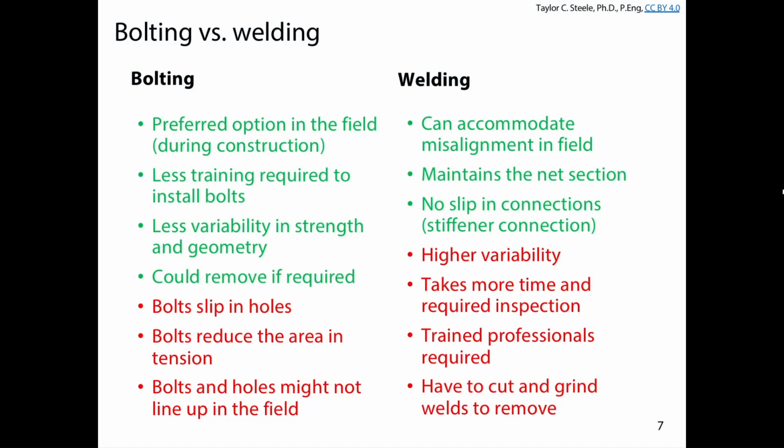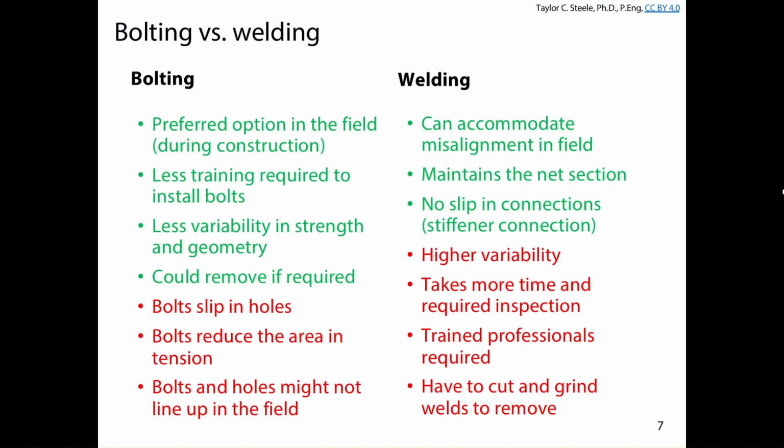You can make some pretty bad welds, especially when you're doing it in the field. So bolting requires less training to install. There's a lot less variability in strength. Welding is basically the installment of material that's controlled by an electric arc, and we'll talk about that in a bit. There's more variability in the strength and geometry of welds, which generally means we get a lower resistance factor when calculating the strength.